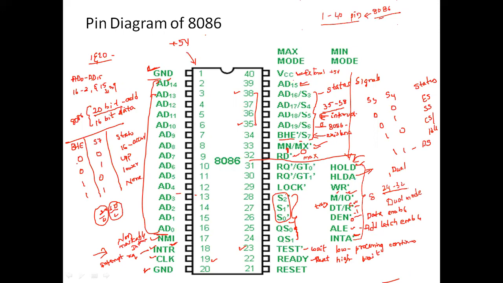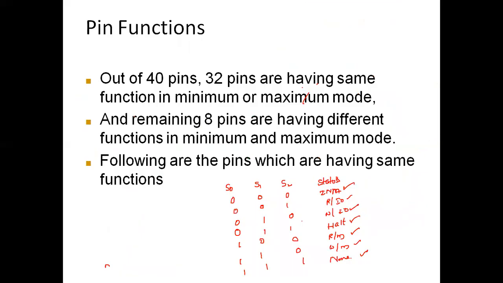And the next pins, these two pins: QS0 and QS1. These two pins indicate the status of the prefetch queue. A 6-byte prefetch queue is present in the 8086 microprocessor. These pins are pins 24 and 25, QS0 and QS1. What is the status of these?